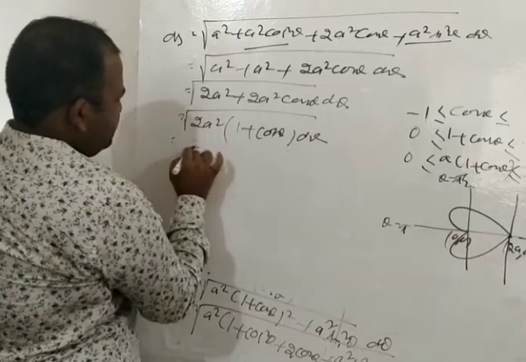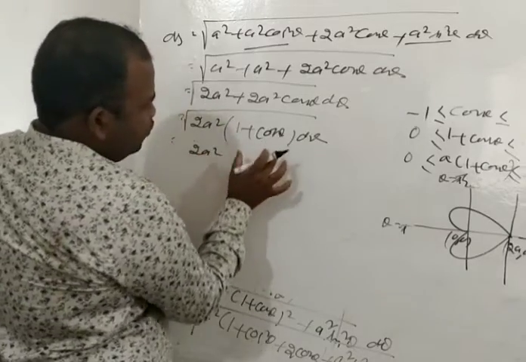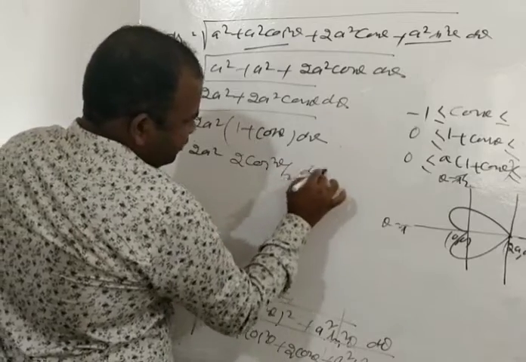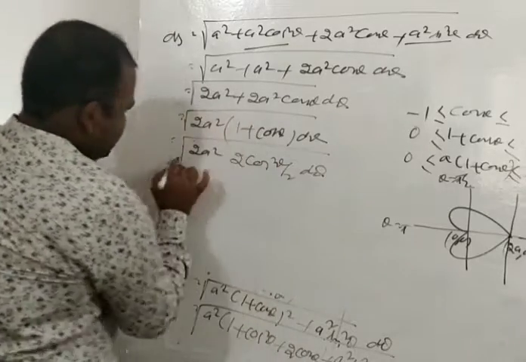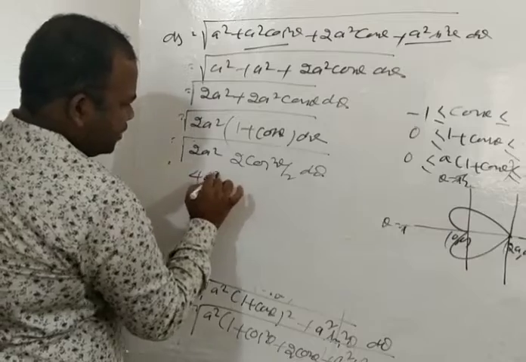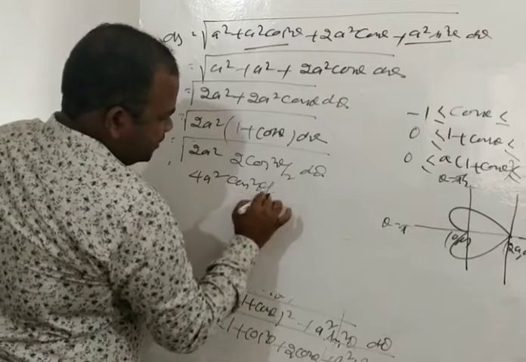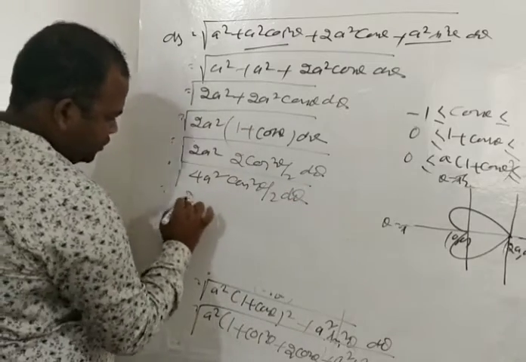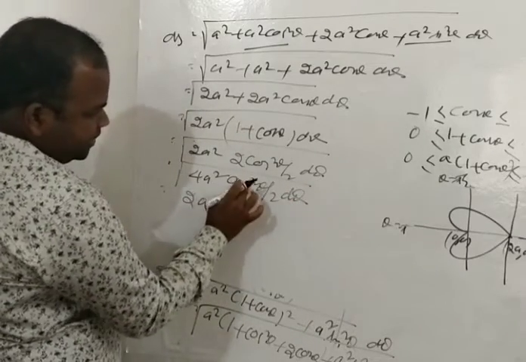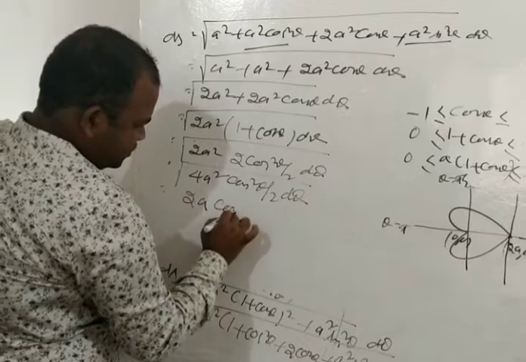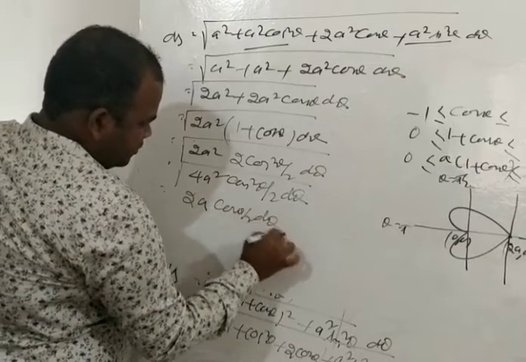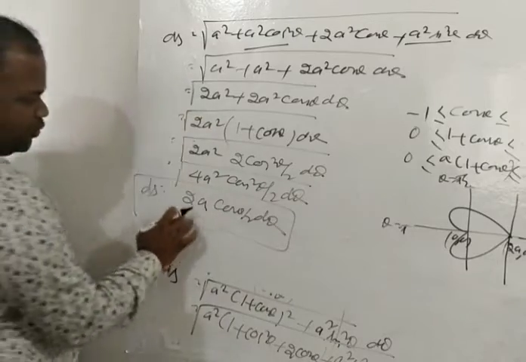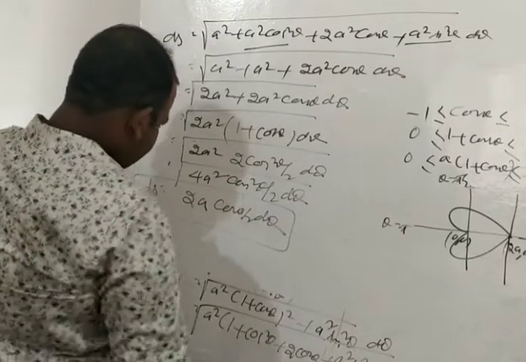So this is 2a square. What is the formula of 1 plus cos theta? It is 2 cos square (theta by 2), into d theta. So this is 2 into 2, that is 4a square cos square (theta by 2), into d theta. The root of 4 is 2, the root of a square is a, and the root and square cancel. So ds equals 2a cos (theta by 2) d theta.